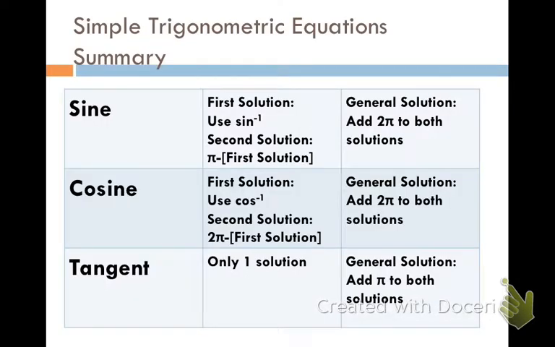To summarize, we get our two solutions. You'll find one solution first, and then solve for your second solution. To get the general solutions, we're going to add 2 pi to sines and cosines, but remember that tangent has a period of pi. So you only need to add pi to the solutions you get for tangent.